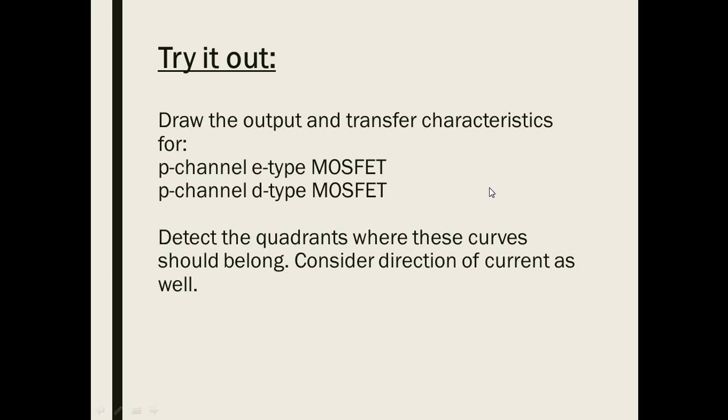So you can draw basically 4 devices, p-channel 2 types and n-channel 2 types, and again transfer and output characteristics, total 8 graphs of these different devices. Detect different quadrants where each curve should belong, and also consider the direction of current. So try this exercise at home.